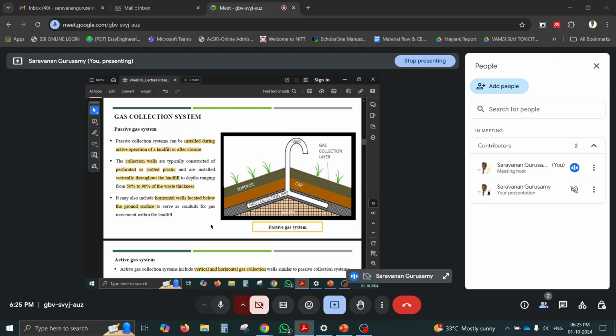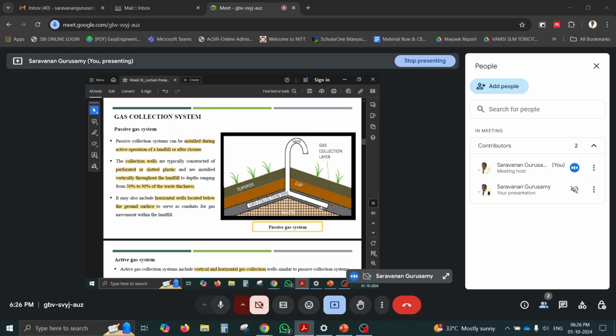And then the gas collection system, as I mentioned, the passive gas collection system, is based on the difference in pressure between the atmosphere and inside the landfill solid waste. The passive collection system can be installed during active operation of the landfill and after closure. The collection wells are typically constructed of perforated and slotted plastics, as you can see here. These perforated and slotted plastics are used to collect the landfill gas.